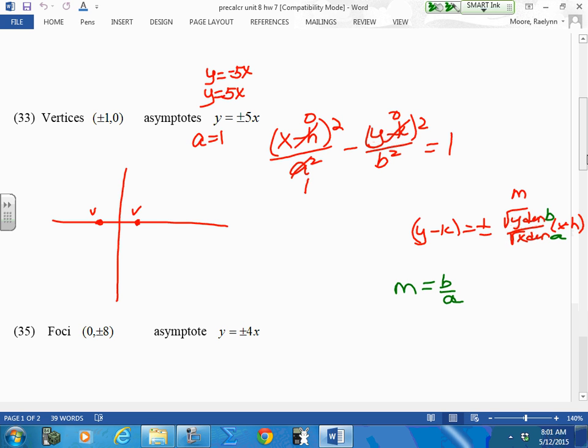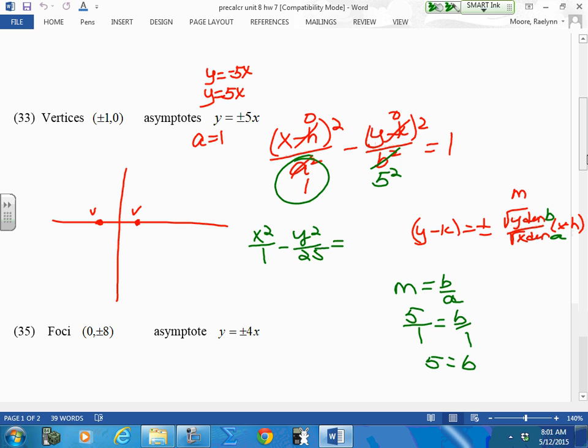5 over 1. So we'll use the positive. It's easier sometimes to use the positive. We're going to square it down here anyway, so it doesn't matter, but it's easier to use a positive. So 5 over 1 is b over a, and we know a is 1. We found a to be 1. So cross multiply, and b is 5. So now all we have to do is come back here and plug this in. So we have x squared over 1 minus y squared over 25 equals 1.